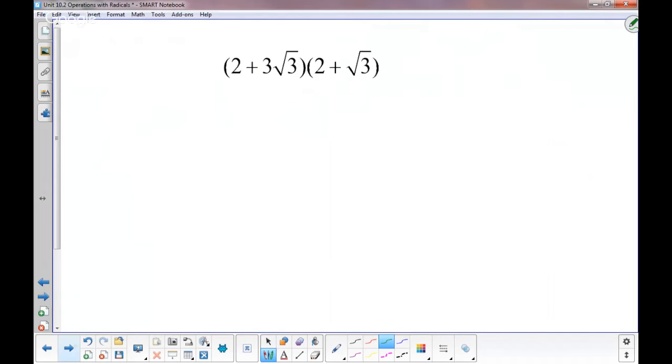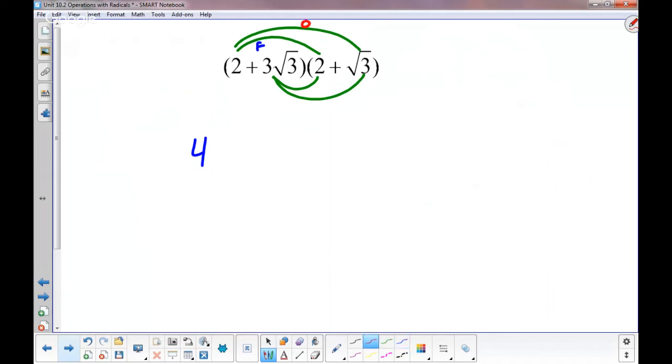All right, let's do another one here. A little bit more. Hopefully you remember this. 2 plus 3 root 3 times 2 plus the square root of 3. All right. Well, in this case, we got to do what? Foil. We got to foil. We're going to have to take first, outer, inner, and last. I'm going to do it together. So let's take the first one here. First. 2 times 2. Well, that's 4. That's pretty basic.